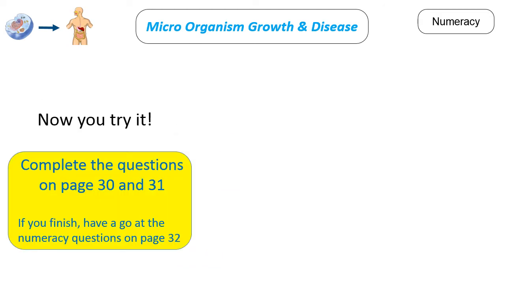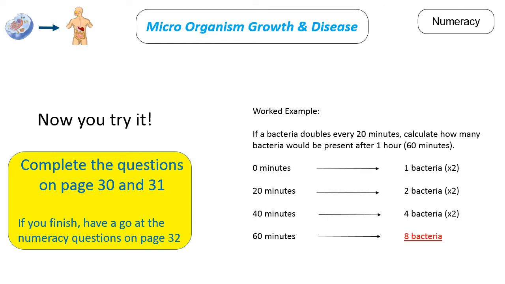Okay, now it's your turn to try it. So, just like the questions we've just gone over ourselves, I want you to try the questions on page 30 and 31. On page 30, there's an exact example of the kind of question we've just been doing. So the worked example is like that on the screen just now. It is worded slightly differently, so I wouldn't just copy what's on the screen. Again, it is just using doubling.